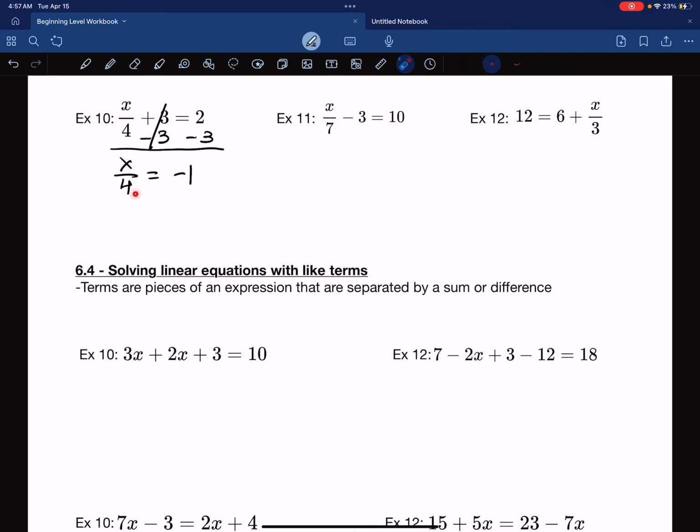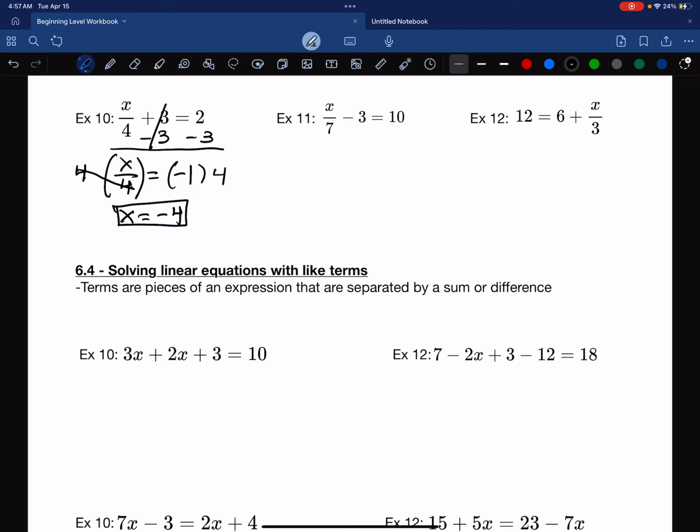And then to get rid of this fraction here, or to get x all on its own, I'm going to multiply both sides of this equation by 4. So these 4's cancel, and you're left with x equals negative 1 times 4 is negative 4. And that is your answer.